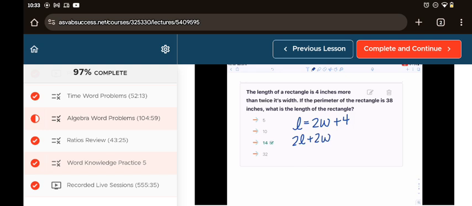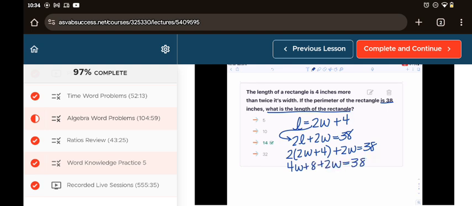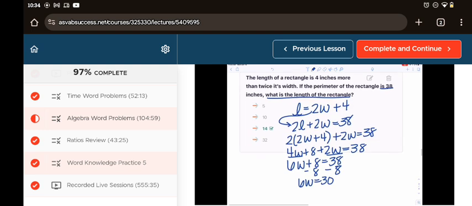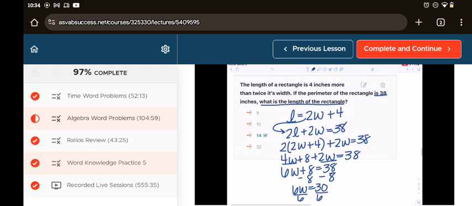If the perimeter, we know perimeter, 2L plus 2W, is, and it tells us 38, it's right there, okay? It's asking us what is the length of the rectangle. So I'm actually going to replace this here. I'm going to replace the L with 2W plus 4. And I got 4W plus 8 plus 2W equals 38. So 6W plus 8 equals 38, because I combined 4W and 2W. I'm going to do minus 8, and I'm left with 6W equals 30. So I'm going to divide by 6, I get W equals 5.